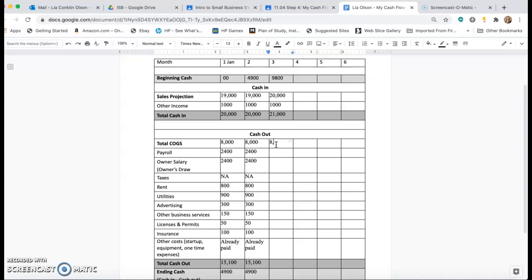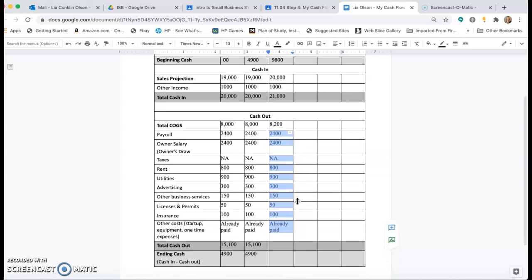And I'm just going to pretend, okay? I don't know. Maybe it's going to go up $200, okay? All of the rest is going to stay the same because it's fixed expenses. All right, so I'm spending an extra $200, but I'm making an extra $1,000, so I should have $800 more than I have here. Let's say I have $5,700.